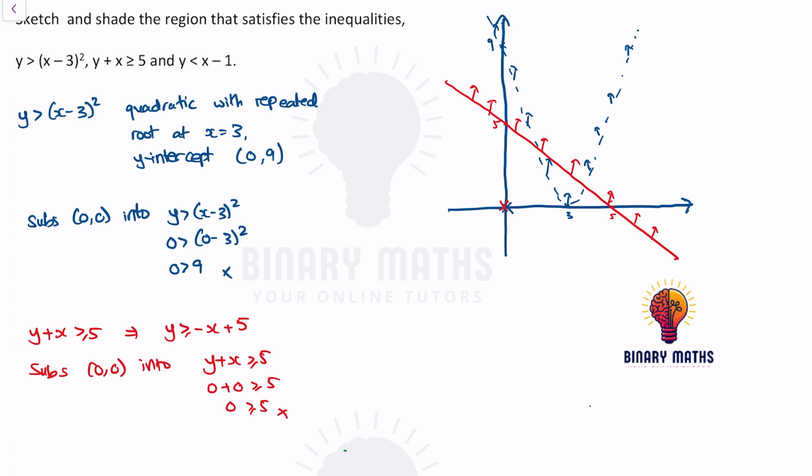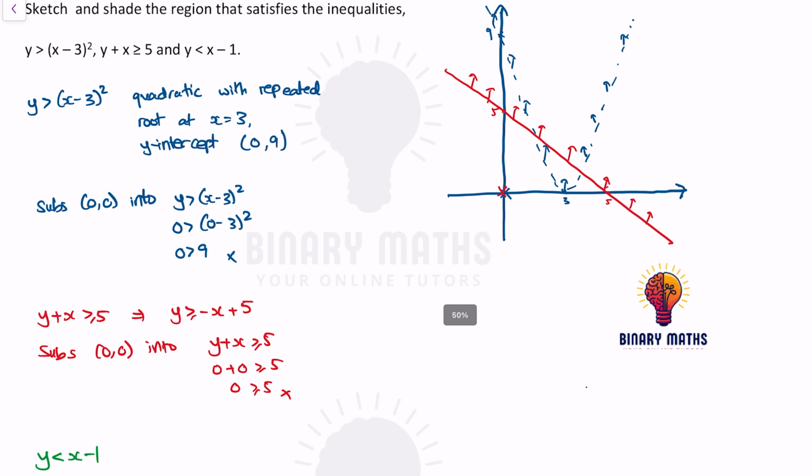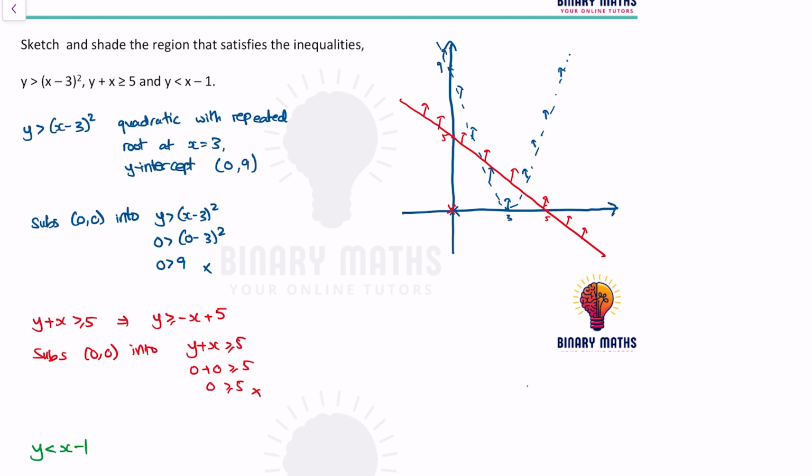Let's look at the last inequality. y is less than x minus 1. That's already in the form that we want it. So it goes through minus 1. It's a positive gradient, positive 1 gradient. And it's a dashed line because it's less than. That point must be 1, because 1 take away 1 is 0.